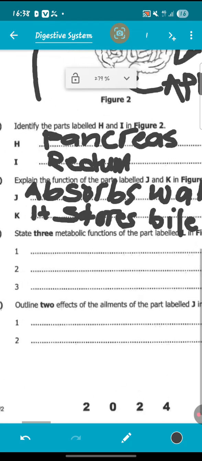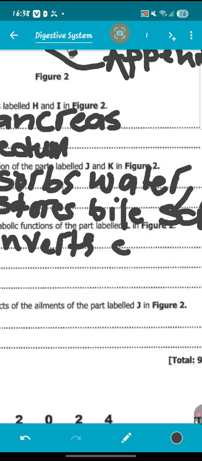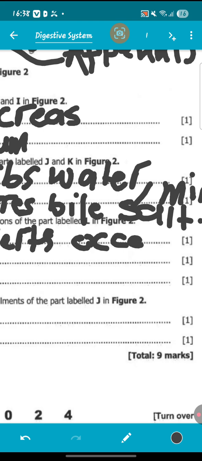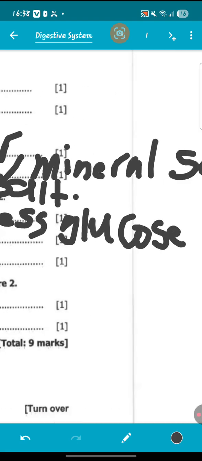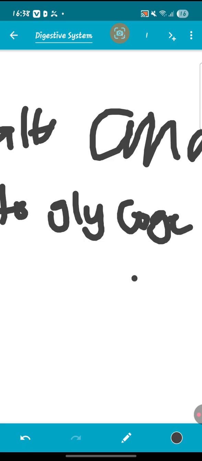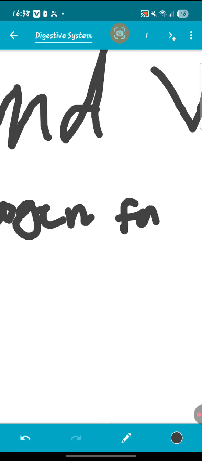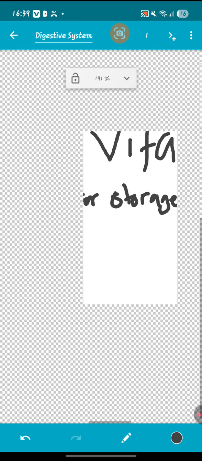So we said, one, it converts excess, not just glucose, but excess glucose to glycogen for storage.